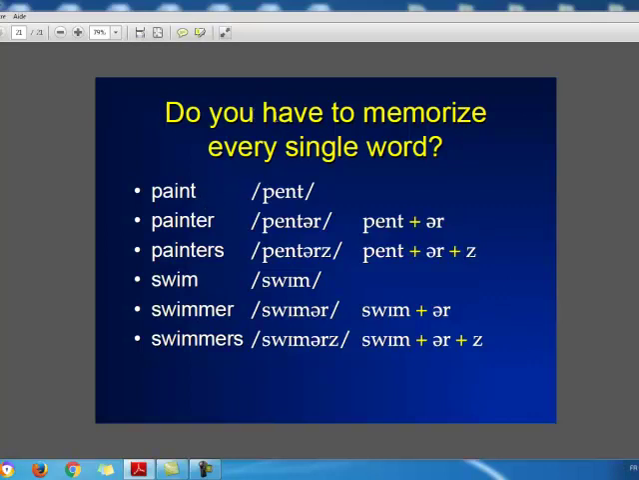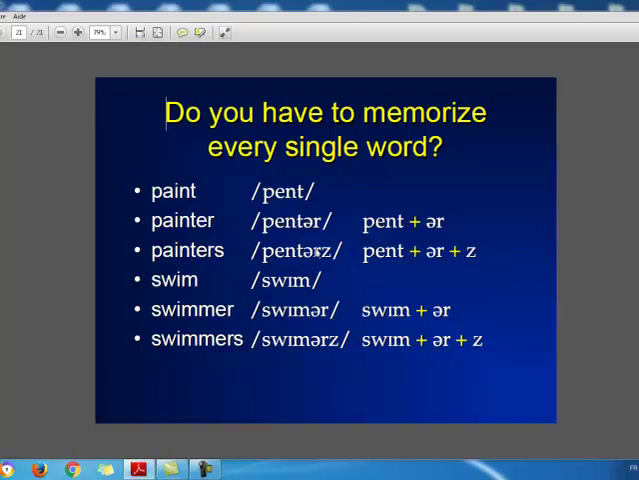But this is what we're going to answer. Do we memorize every single word? Or do we learn something else? This something else, what is it? So this is what we're going to answer here. Look, paint, painter, paint plus er. So in fact we are trying to look at the formation of this word paint, painter. It is composed of paint plus er.